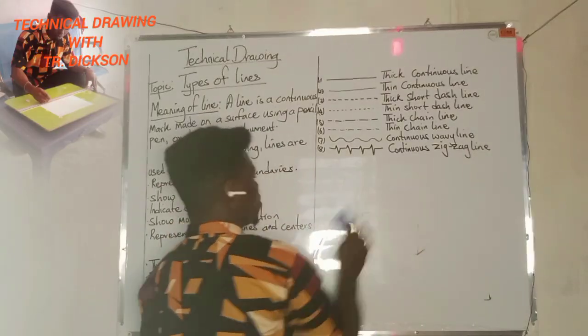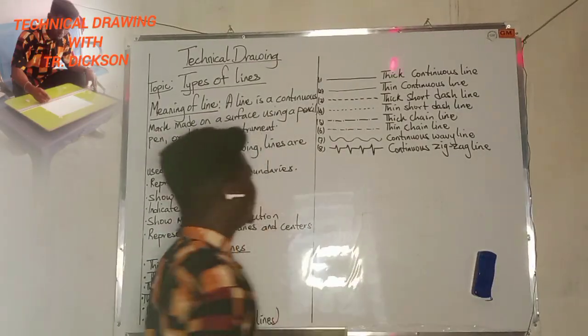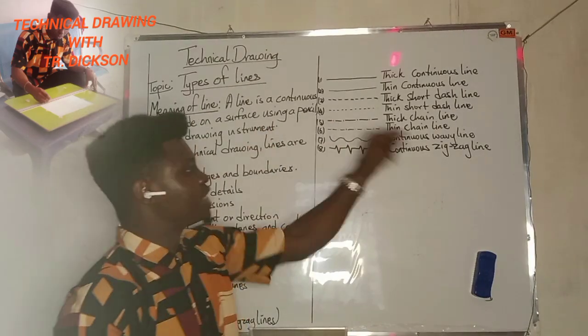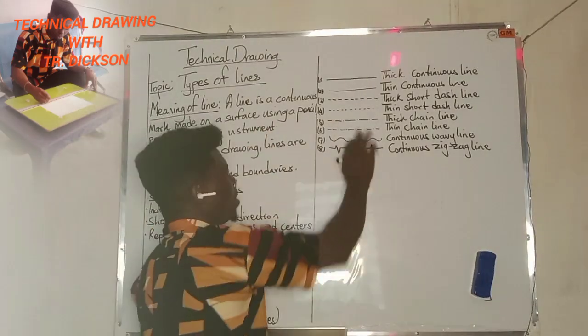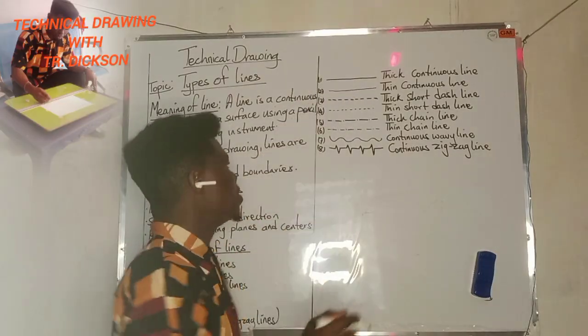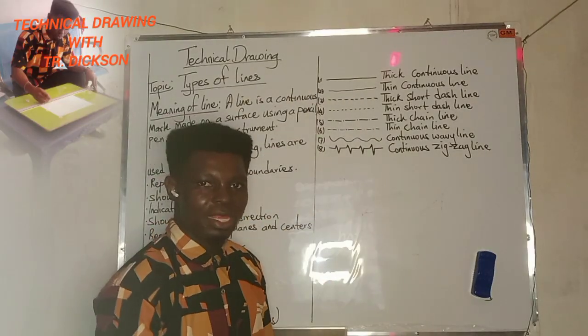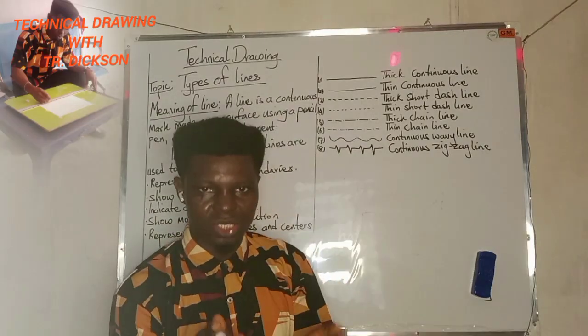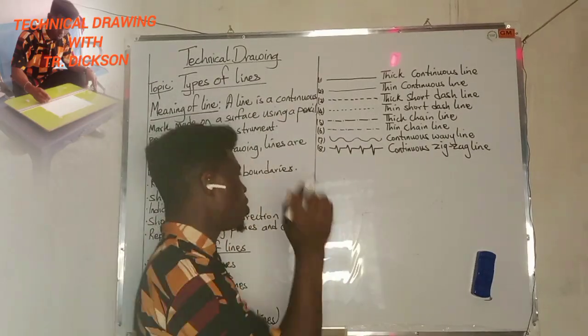Now quickly, let's consider the next type of line that we have here, which is thick chain line. As the name implies, it looks like chain and it's thick. So what do we use that for? That line is used for a sectional view. Sectional, when you're cutting a section.